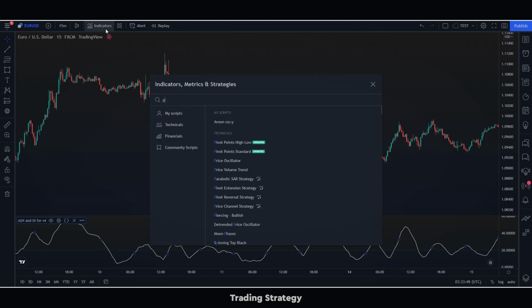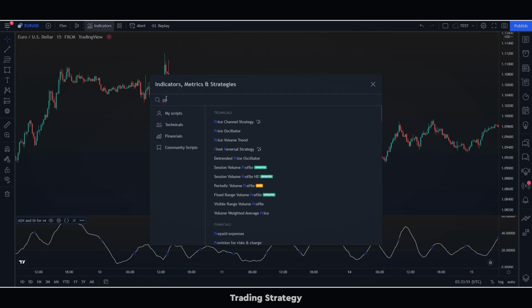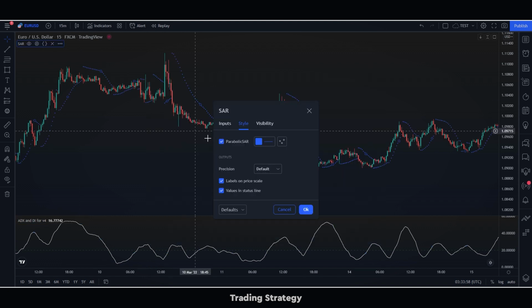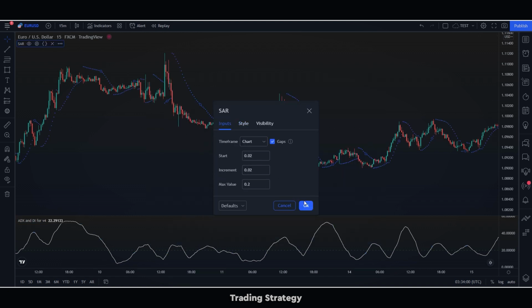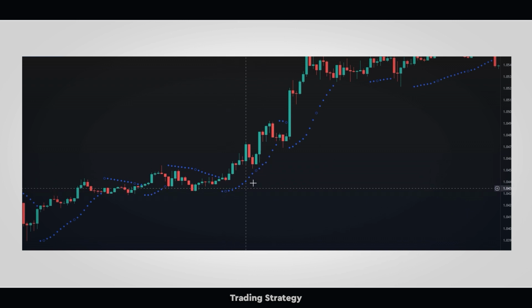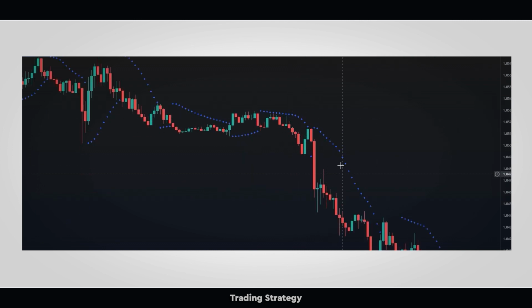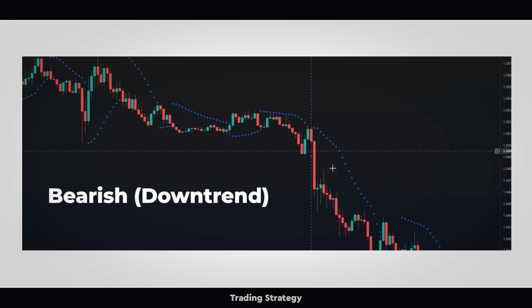The next indicator that we will have to select will be the Parabolic SAR. We will leave it with the default parameters. The Parabolic SAR indicator is used to know the direction of the trend. If there are points below the price, it means that the trend is bullish. On the other hand, if there are points above the price, it means that the trend is bearish.